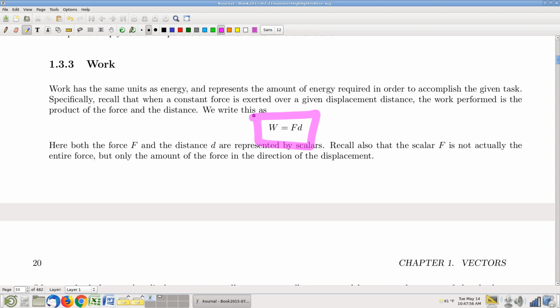Okay, so this formula here then is highly flawed. In the formula itself, it doesn't recognize this thing about, look, you've got to make sure that the force and the displacement are in the same direction. Okay. All right, so I'd like to show you how to fix that.